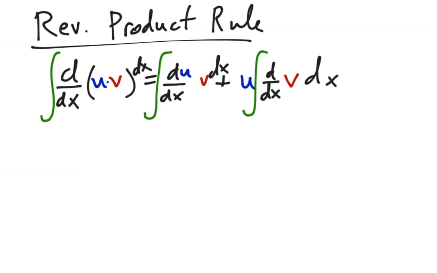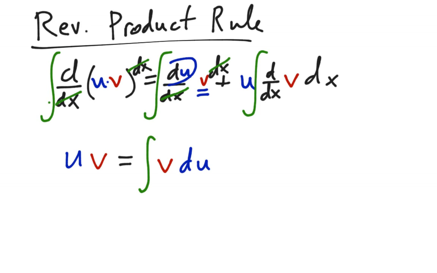In this first term, notice that the dx's cancel. Because we take the integral of a derivative, what we end up with is simply u times v. In the second integral, the dx's cancel, and we're left with the integral of v du. And the third integral, this last one, is the opposite. The dx's cancel, and instead of v du, we get the integral of u dv.